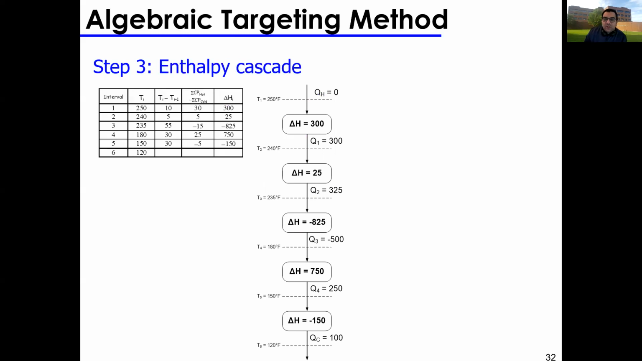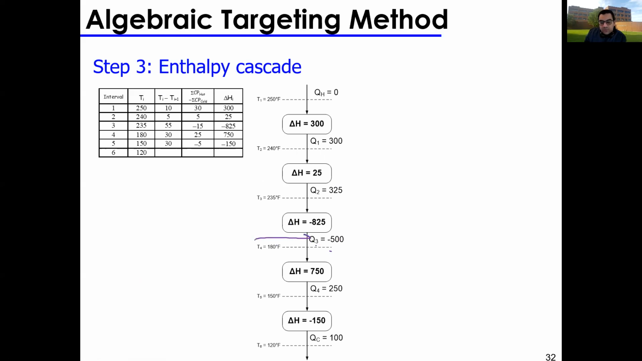And then I start at the very top with QH equals 0. And then I start adding up the heat. So 0 plus 300, 300, 325, 325, all the way to the bottom. And then once I'm done with this, I look at these Qs and I try to find the most negative Q, right? Most negative Q, not the most negative enthalpy, most negative heat.